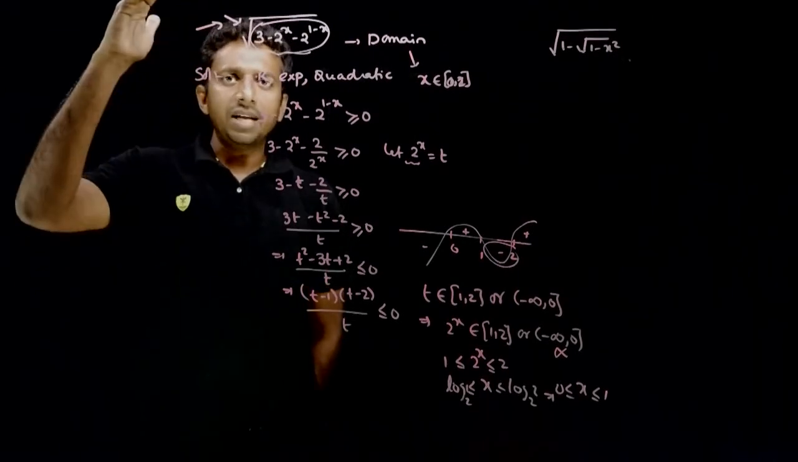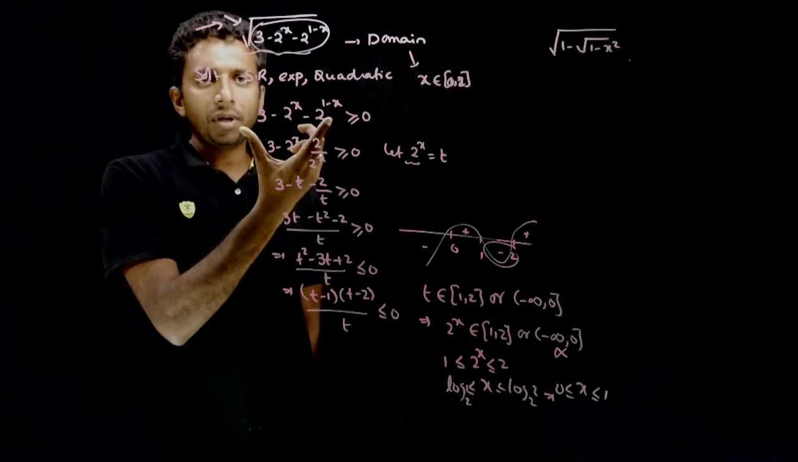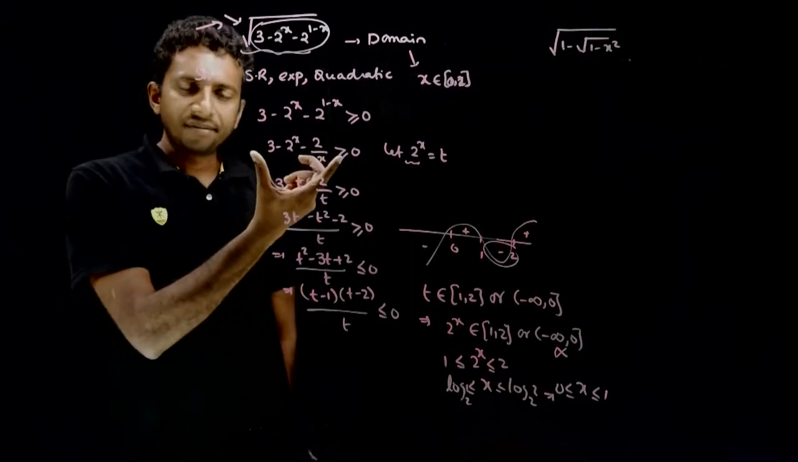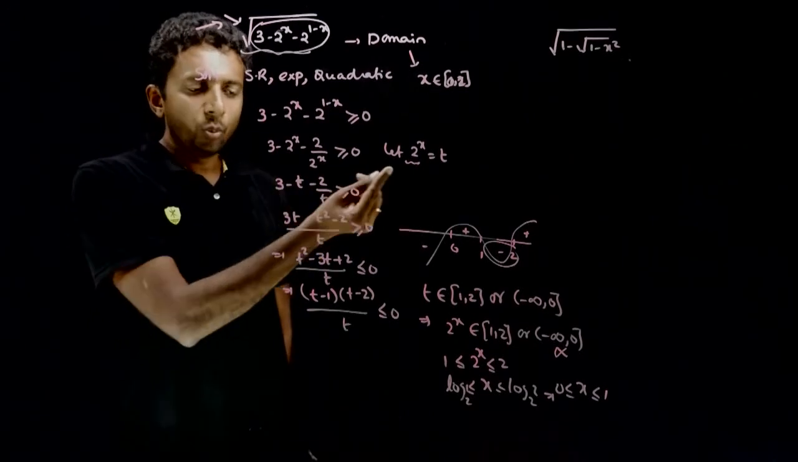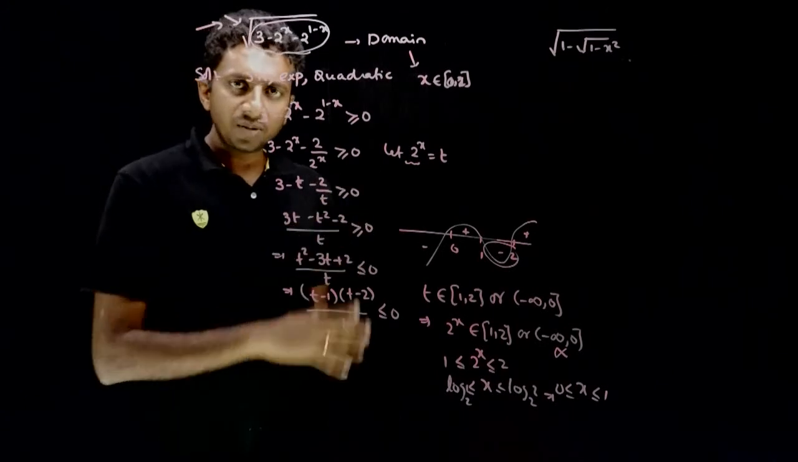So first we have started from outside. सबसे बाहर वाला function square root है. So square root के अंदर whatever term is there that has to be greater than or equal to 0. So we have simplified the expression. 2 power x को t मान लिया. t में rational function आ गया. Rational function का Wavy curve has been used.